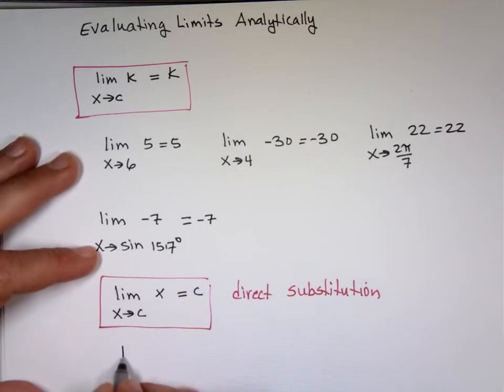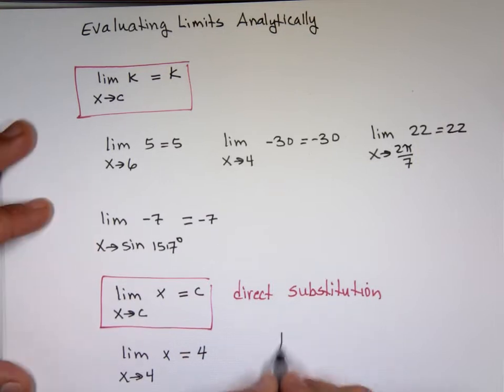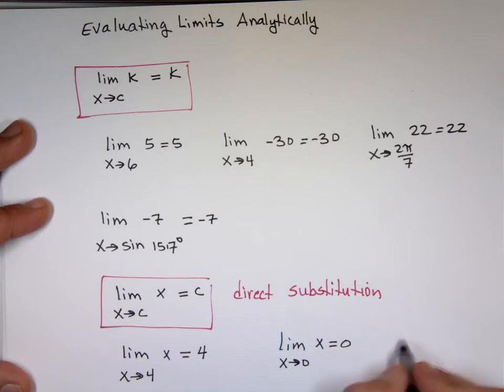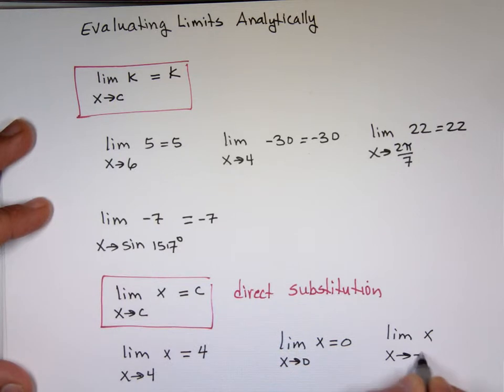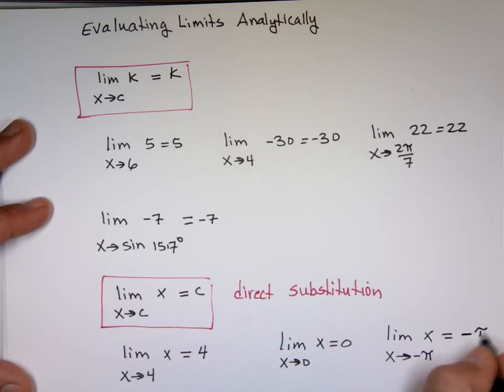So what's the limit of x as x approaches 4? Replace x with 4. You're going to end up with what? 4. What's the limit of x as x approaches 0? Direct substitution. Replace x with 0. What's your answer? 0. What's the limit of x as x approaches negative pi? Replace x with negative pi. What are you going to have? Negative pi.